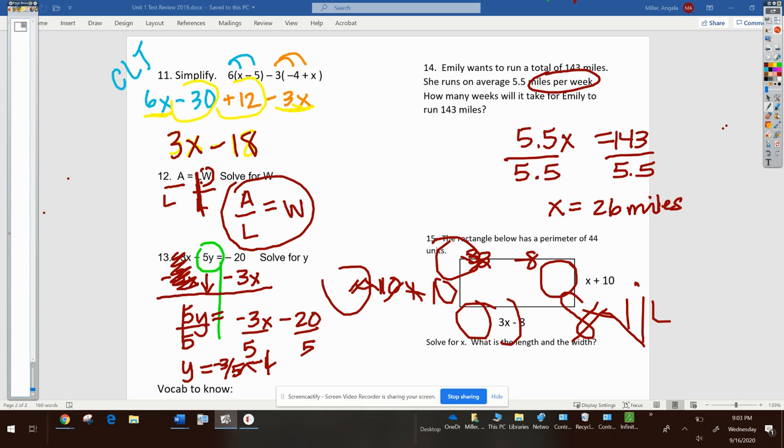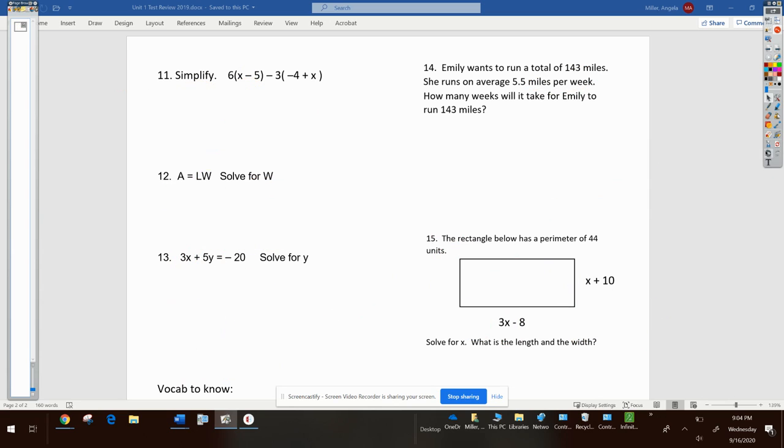I'm going to stop screen sharing for a minute here and see if I can get this fixed. All right, let's try that again. All right, I'm going to try to use my finger and see if that works. Bear with me. All right, so this is going to be 3x minus 8.